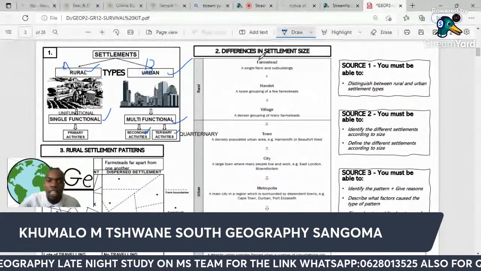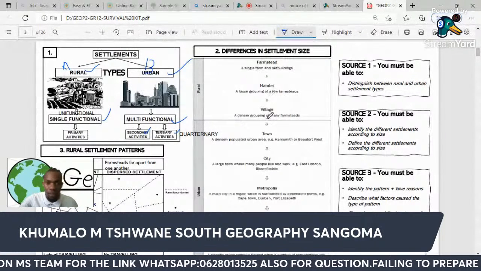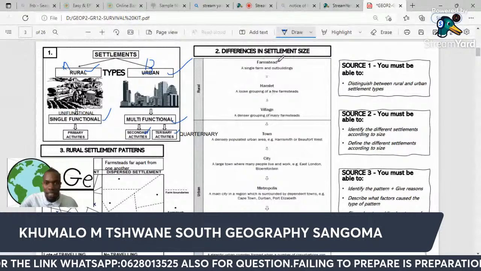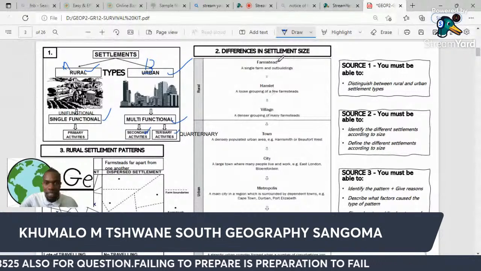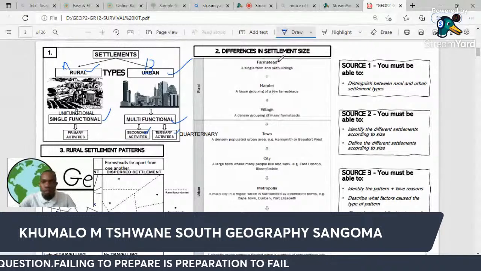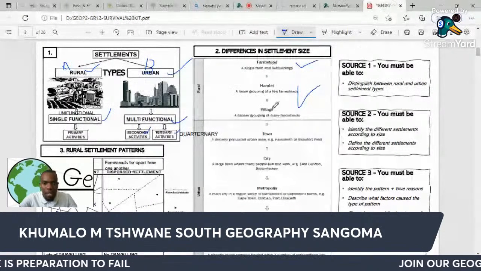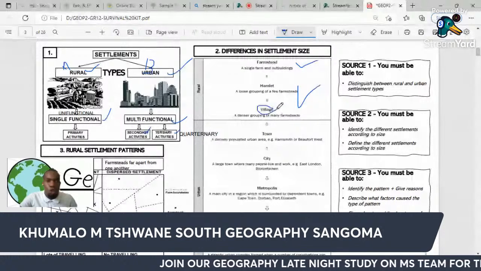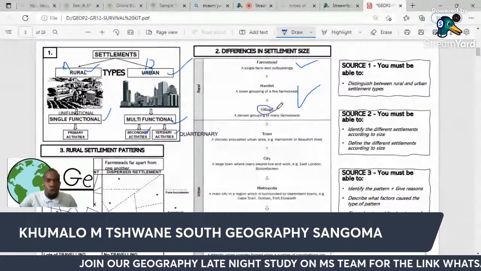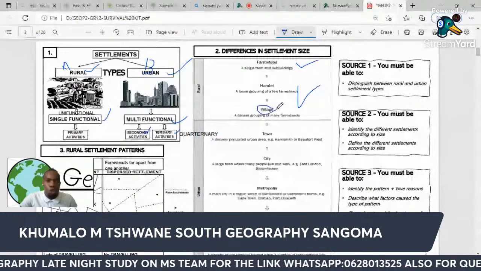Now, when we look at the difference in sizes in the rural areas, you can see we have a hamlet, grade 12, and a village there. So you can see we've got different sizes of settlements. Now, let's look at the difference between the rural and urban settlements.